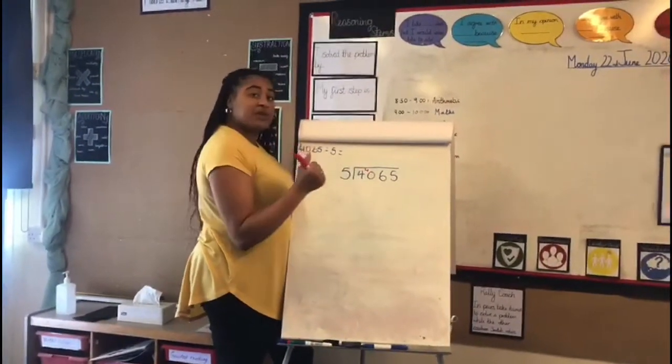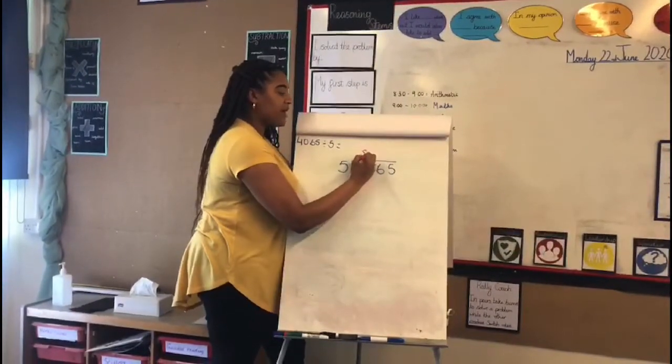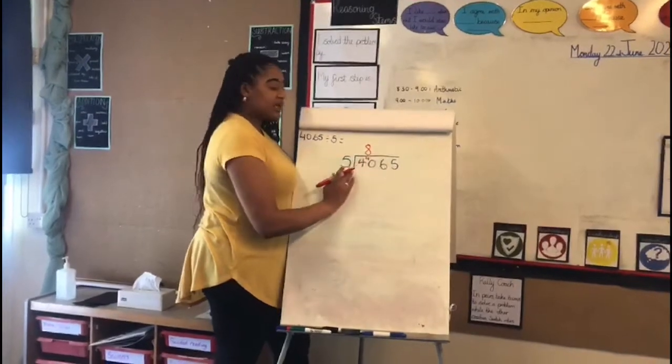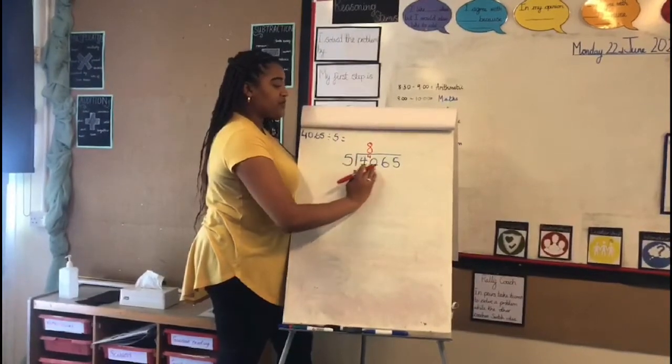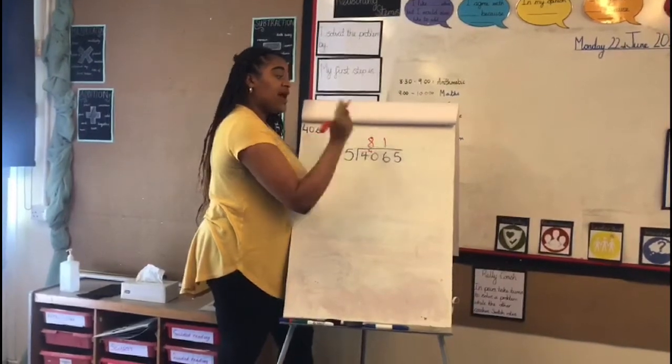If I use my fingers, I know 5 times 8 equals 40. So I'm going to put 8 up here. And we're going to move on to the next number. So I'm going to see how many 5s go into 6. I know 5 goes into 6 once. So I'm going to put the 1 up here. And I have 1 remainder.